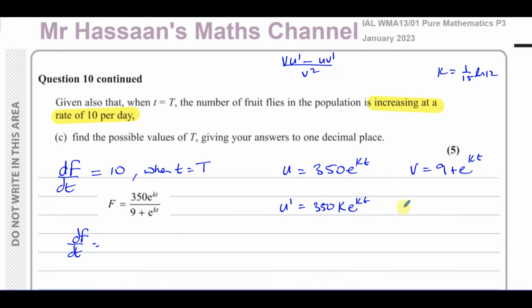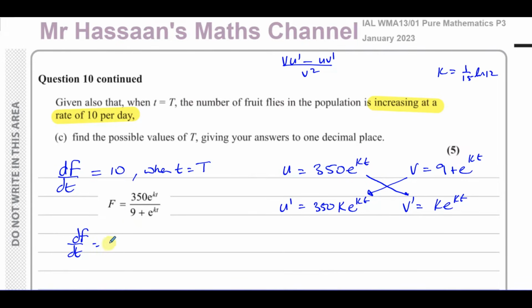And for v, when you differentiate, the 9 is a separate term, so it becomes 0. But e to the power of kt stays the same, and then you multiply it by k, so you have k e to the power of kt. The 350 is part of the whole term, that's why it's written down in the answer. The 9 is not part of it. These are two separate terms, so this differentiates separately, and the differential of a constant is 0. Now we can use the quotient rule: these two multiplied together minus these two multiplied together, divided by v squared.